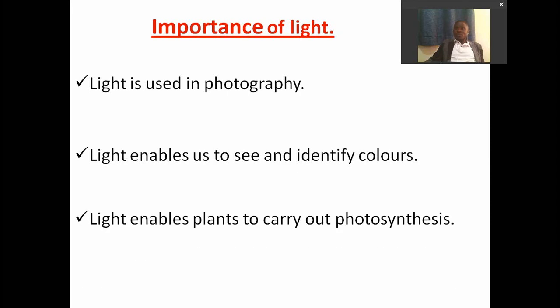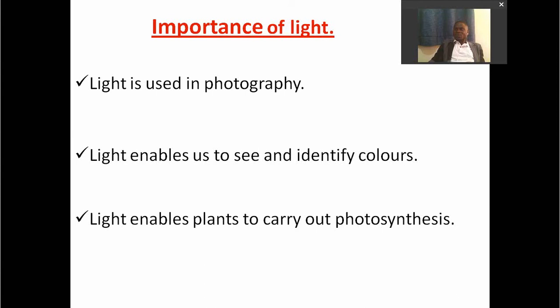Light enables us to carry out photosynthesis. This is true because in your earlier classes, you defined photosynthesis and said photosynthesis is the process by which green plants make their own food in the presence of sunlight energy. Meaning that these green plants can only make their own food in the presence of sunlight energy. And how does this sunlight help in the formation of this food? So, light helps to convert carbon dioxide and water to speed up the formation of starch.